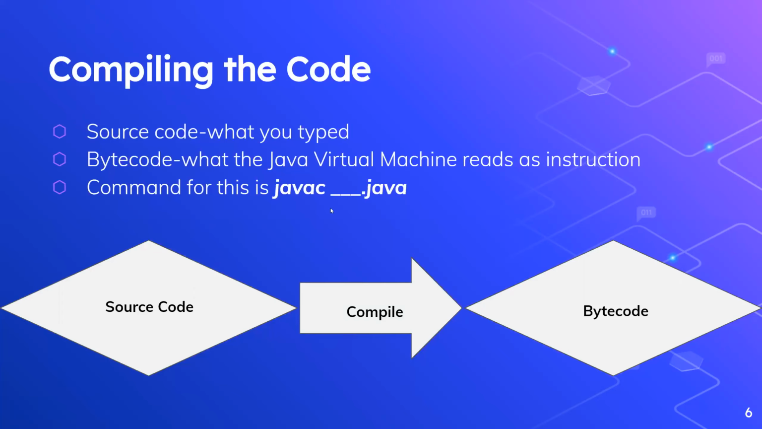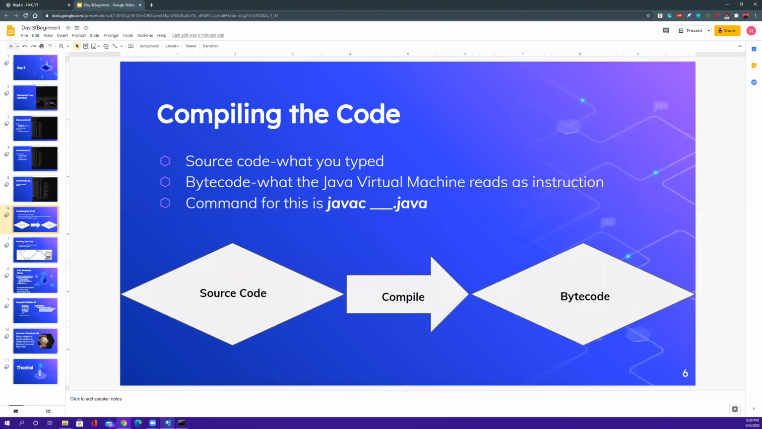So in order to do this for a certain file, we would type into the command line javac and then the name of your program .java, right? Once you have this, you'll create a bytecode file with the suffix .class, right?